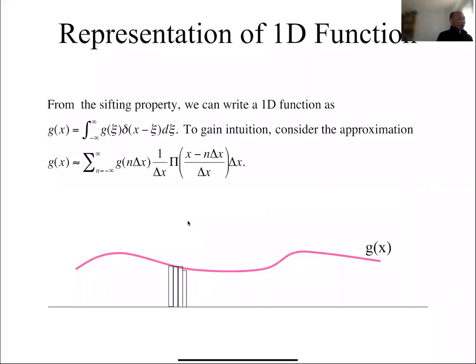So just to remind you, last time we spent a lot of time talking about how we represent a signal, in this case, a 1D function. And what we had is, if you imagine each of these becoming a delta function, it's really just a sum of delta functions. And so we represent signals in terms of delta functions. And so delta functions are the basis functions that we use.